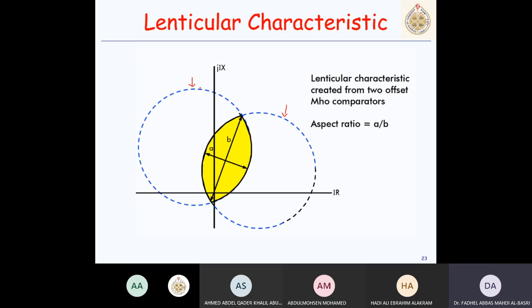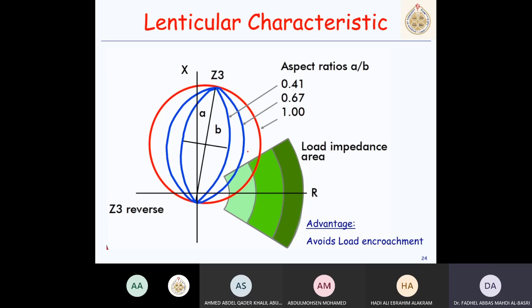To implement this in an electromechanical relay, they used to have two relays combined together to get this. With numerical relay, it's easy to do this, with just equations. This is how we can adjust the aspect ratio, where I can make it closer to each other or further, so that I can overcome the load encroachment. This is the load area. With this, I have now solved it. The load will not be inside the trip area.